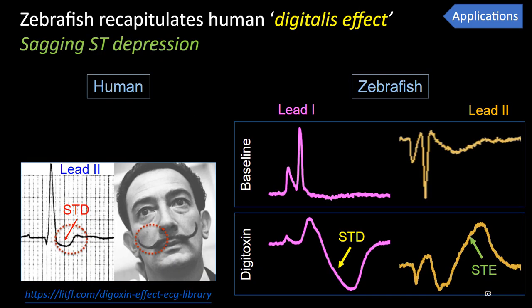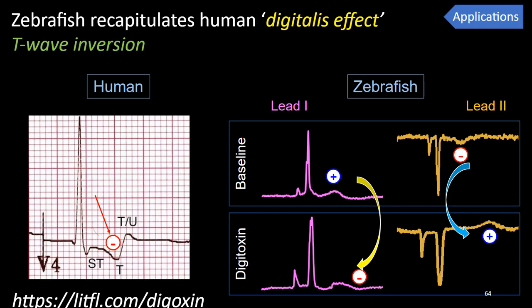In humans, the digitalis effect manifests in hallmark ECG changes, 3 of which we will highlight today. The first human DIG effect is sagging ST depression. The ST segment is described as slurred, sagging, or scooped and resembles either a hockey stick or, my favorite, Salvador Dali's mustache. Indeed, fish lead 1 recapitulates this human DIG effect, but lead 2 registers this effect in mirror image as convex ST elevation instead of concave ST depression.